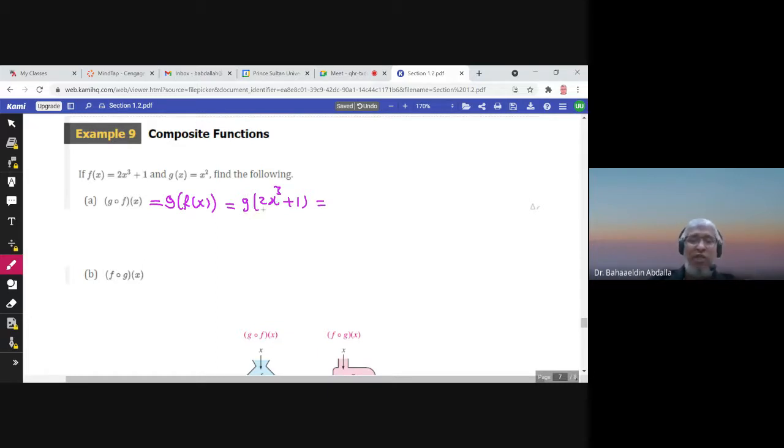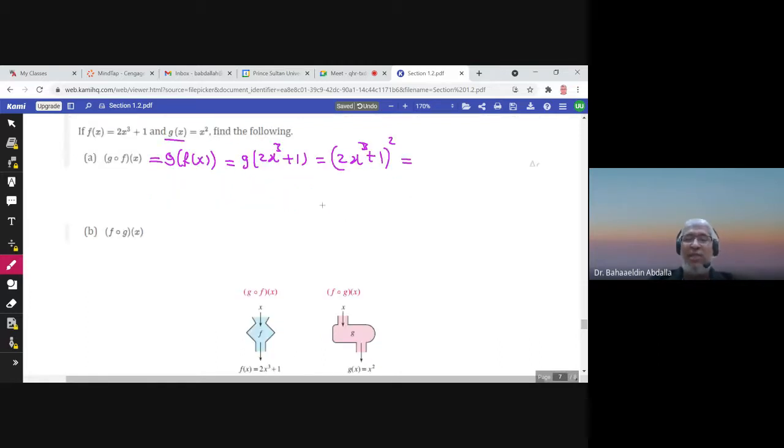How do we find g of this? We go to the definition of g and replace x by 2x cubed plus 1. So I will have 2x cubed plus 1 raised to the power 2. And I can expand this: the first term squared, plus 2 times 2x cubed times 1, this would be 4x cubed, plus the square of the second term, which is 1.